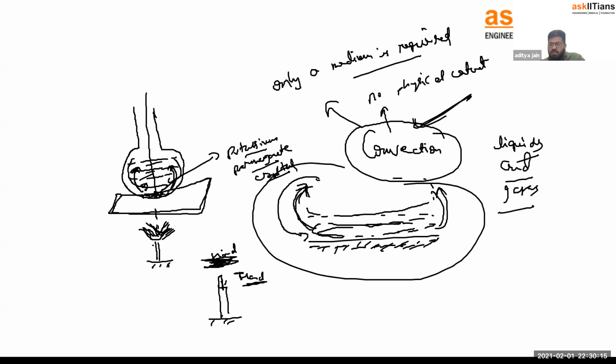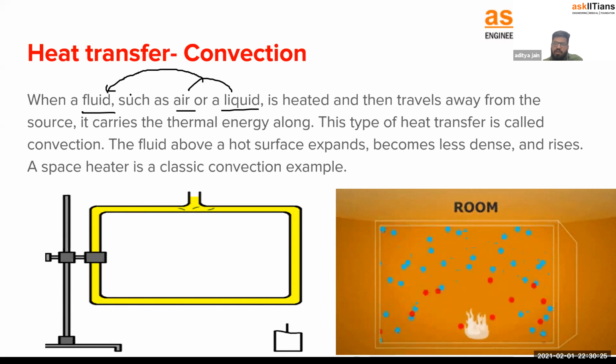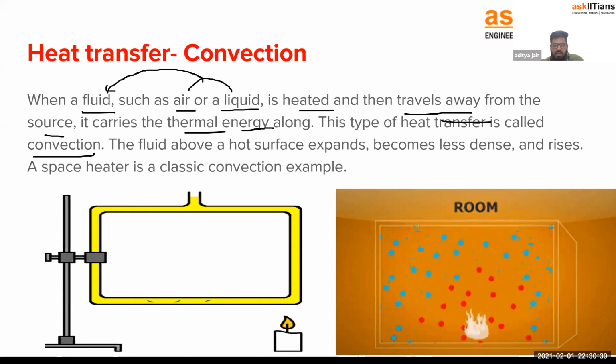So I think the convection process is clear. Now we will go to the definition part: what is convection? When a fluid, which is liquid or air (liquids and gases are combinedly known as fluids), such as air or liquid, is heated and then travels away from the source, it carries the thermal energy along. So the particles or molecules of air and liquid are taking the thermal energy. This type of heat transfer is called convection.